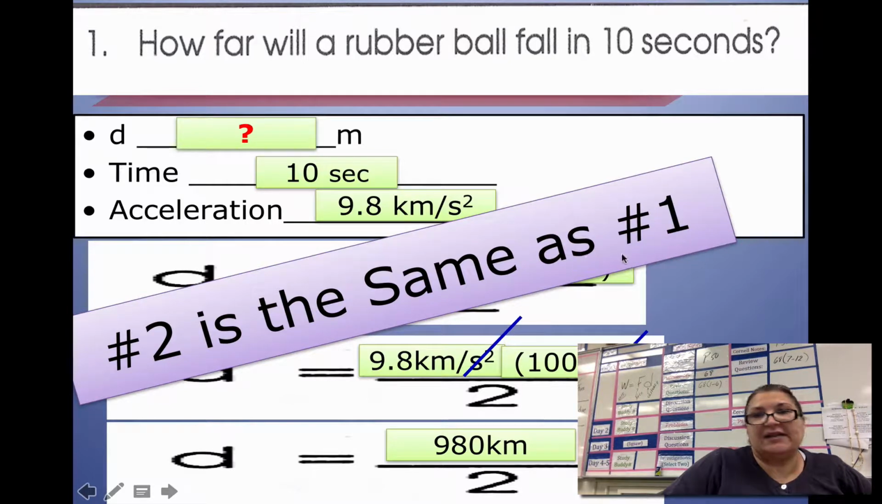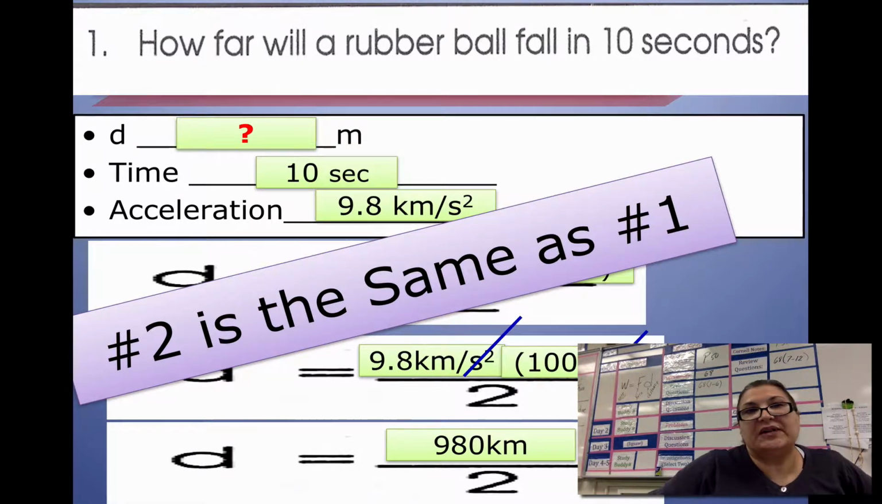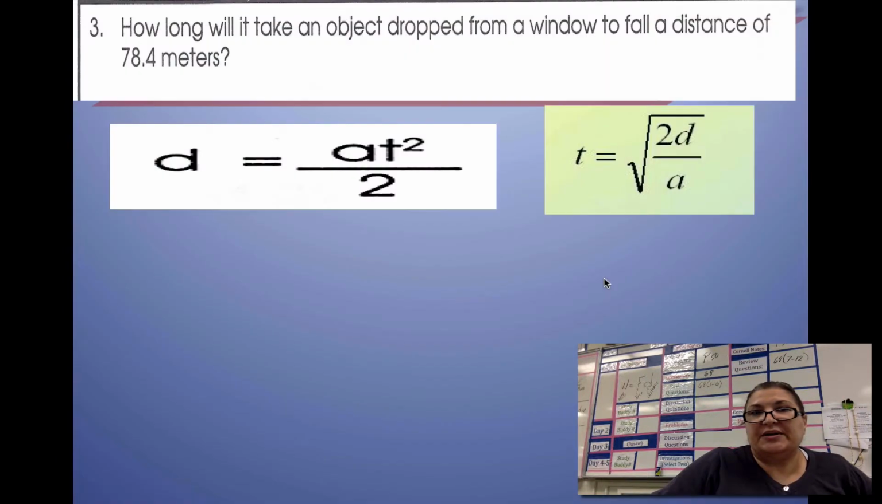Number 2 is exactly the same as 1. So I'm going to do one of each type. So I'm going to do 4 problems for the 8 because the second problem is identical. So I'm going to move on to number 3.